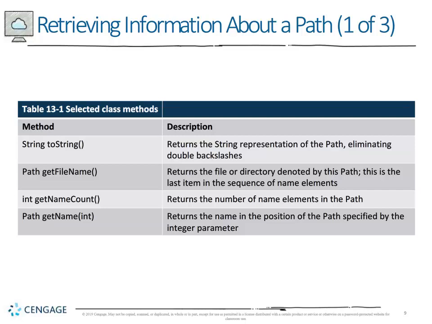The getNameCount method returns the number of name elements in the path. The getName method, where you pass an integer as a parameter, returns the name in the position of the path specified by the integer parameter.